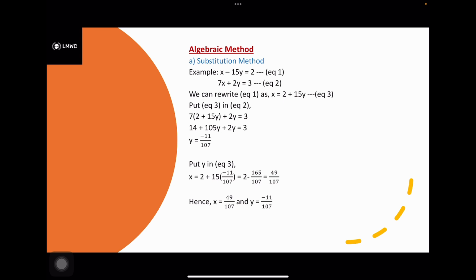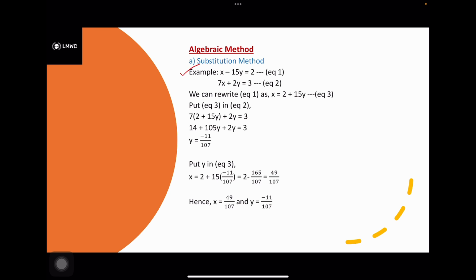So in the substitution method, what we are going to do is, from the given pair of linear equations, take one of the equations and derive the value of x from it. Then we substitute the value of x into the second equation and simplify it to get the value of y. Then we put the value of y into the derived x value, and hence we get x and y. To make it more clear, we are going to follow this example.